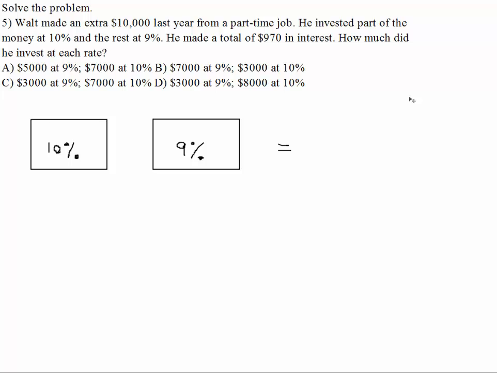No, we don't know. So if I don't know, what do I do? Anybody? X. Yeah, I like to call it N instead of X, so it doesn't get confused with multiplication. So I'm going to assume I am investing N dollars into the 10% account. So if I invest N dollars into the 10% account, how much money do I have left to invest in the 9% account?